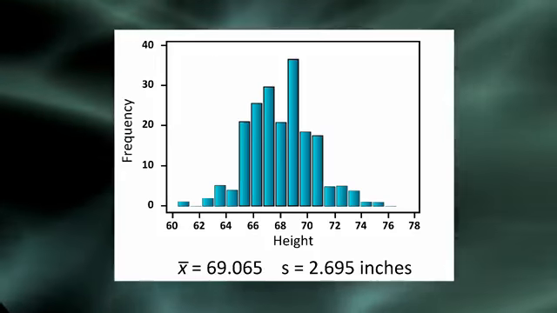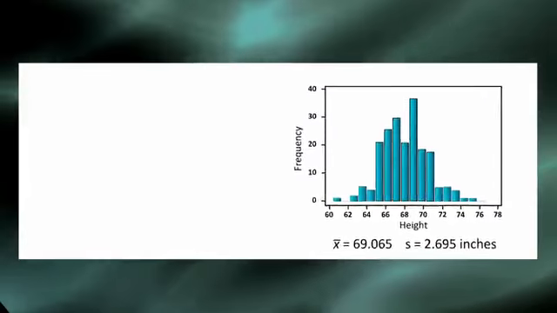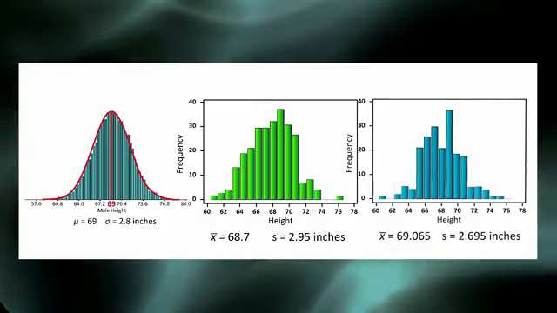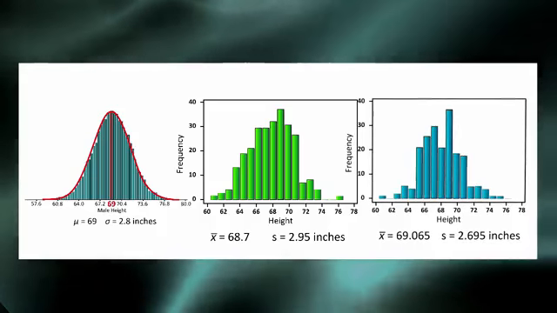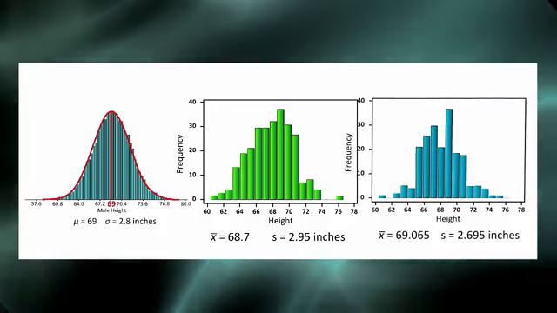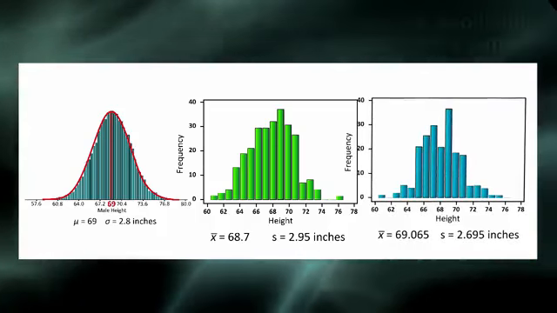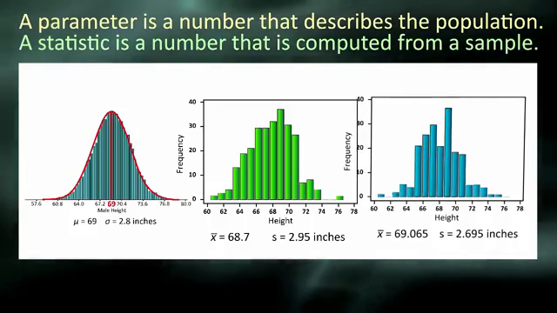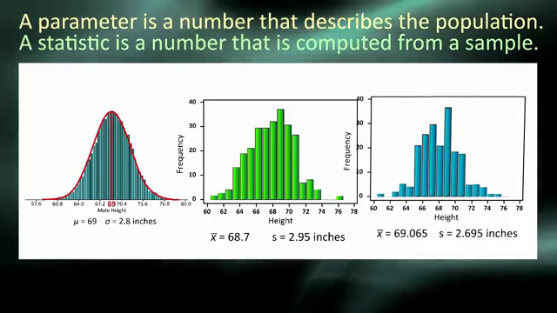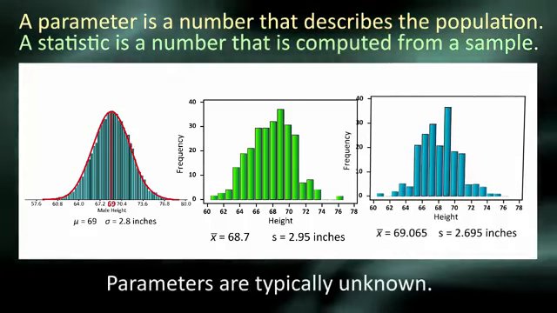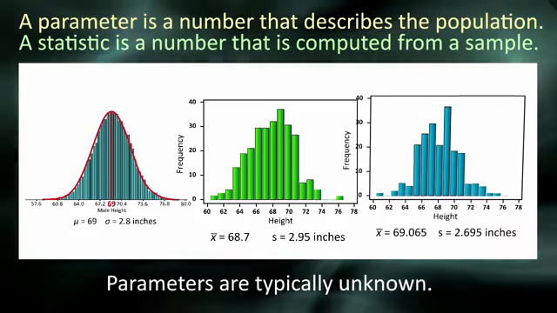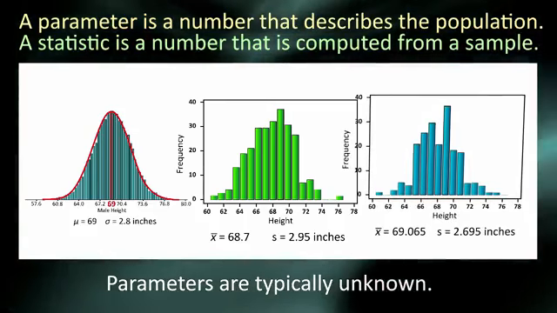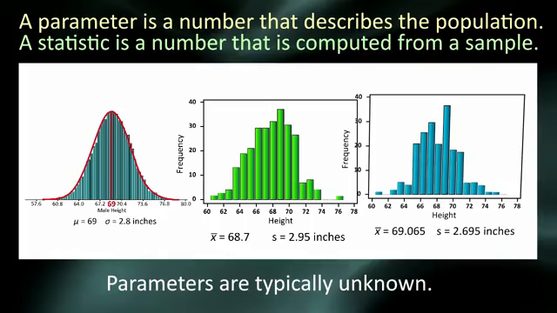While the sample results are pretty close to the population results, they're slightly different from the results we found in the first sample. In both of these examples, we have numbers that describe the population and numbers that describe the sample. A parameter is a number that describes the population, and a statistic is a number that's computed from a sample. Parameters are typically unknown because it's impractical or even impossible to know exactly what values a variable takes for every single member of a very large population.